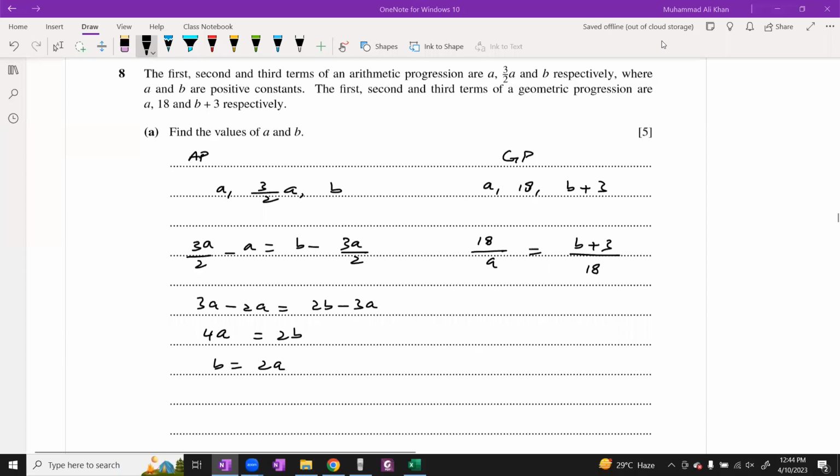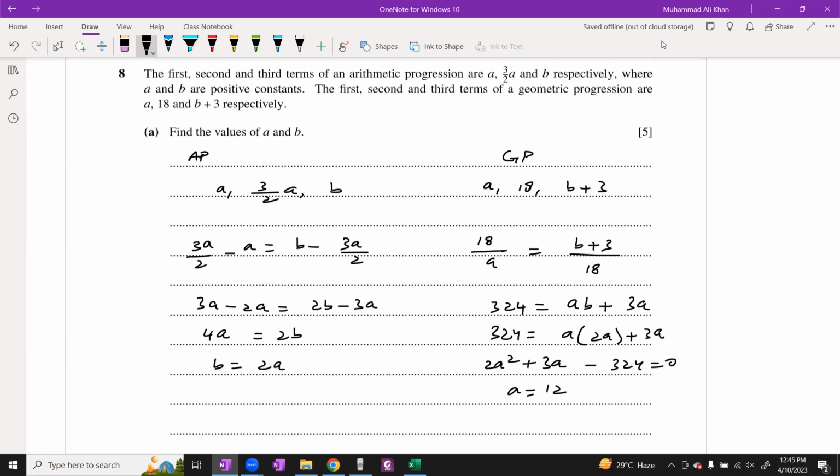equation 2, ये हुआ 324, 18 × 18 = ab + 3a, b is 2a, 324 = 2a² + 3a, so 2a² + 3a - 324 = 0, so according to this the value of a is 12 and the value of b is 24. Hopefully, this is clear. A simple question.